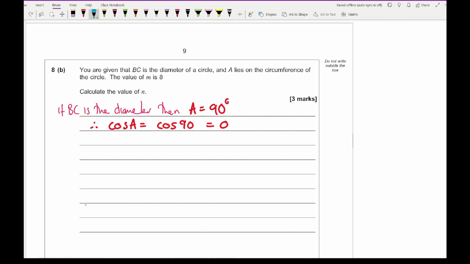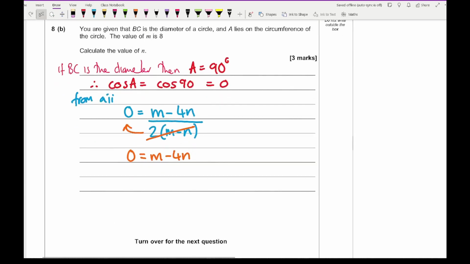So then from part ii, we get 0 equals m minus 4n over 2 times m minus n. So then from this, if we want to solve this, well, the denominator can't equal 0, so therefore 0 equals m minus 4n. And so therefore, what we get is 4n equals m. Now it tells us that m is 8, so when m equals 8, n is going to equal 2. And there is my final answer for that one.